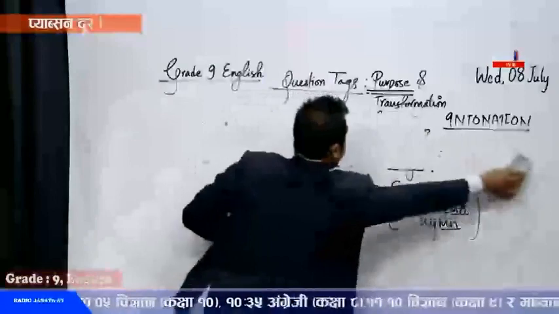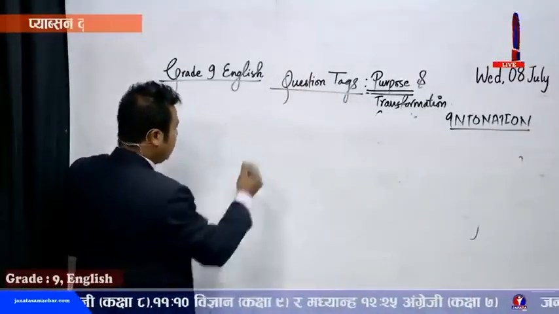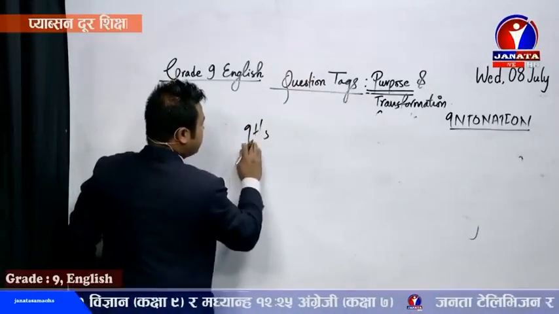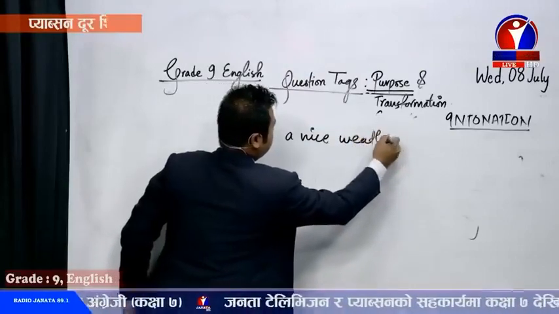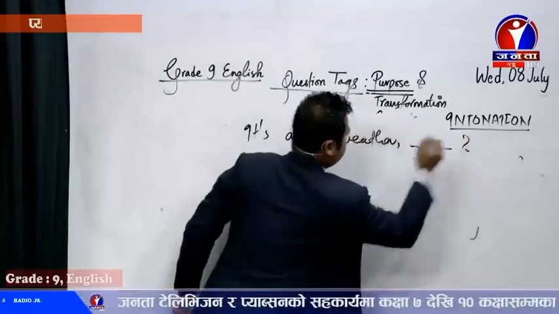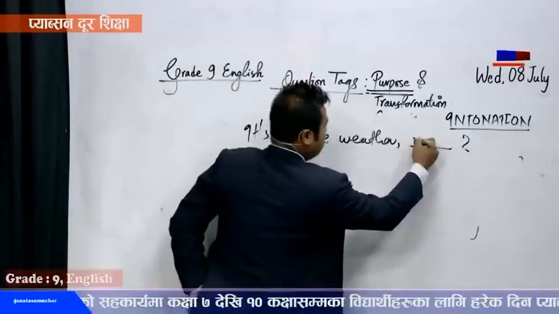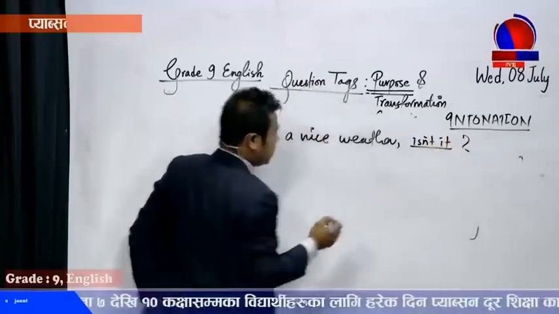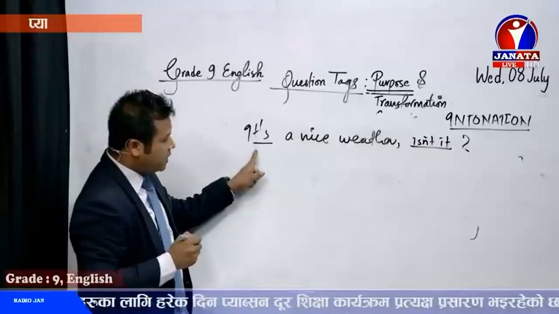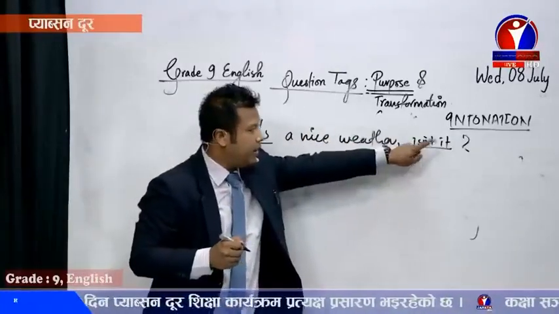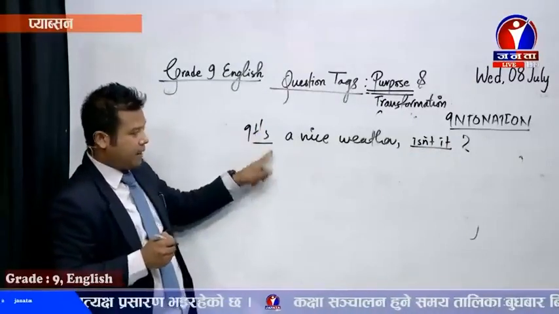Let me write a few sentences and then I'll explain what these are. See here, it's a nice weather. I'll give a tag. If I'm using a tag here, it's a nice weather, the tag you know is "isn't it?" Of course, it's a nice weather. Auxiliary verb is used, positive statement, negative tag, so "isn't it". And it is the subject pronoun which relates to the subject of the statement, "it" here.